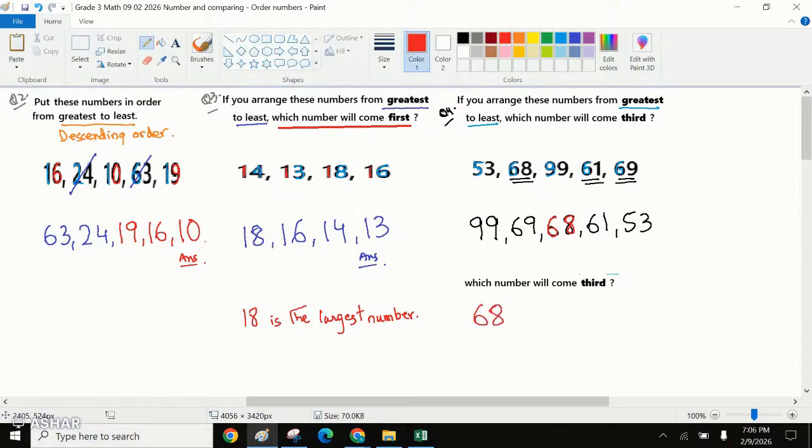Okay. Because they are asking us for a specific position, which number will come third. In the previous question, they asked us which number will come first. So we have to give the first position.